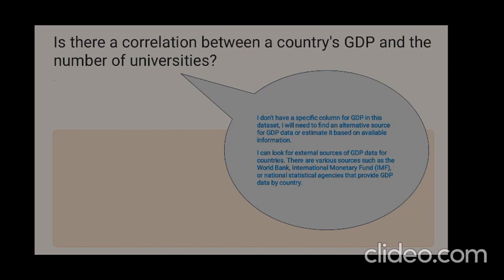I don't have a specific column for GDP in this dataset. I will need to find an alternative source for GDP data to estimate it based on available information. I can look for external sources of GDP data for countries. There are various sources such as the World Bank, the IMF, International Monetary Fund, or national statistical agencies that provide GDP data by country.